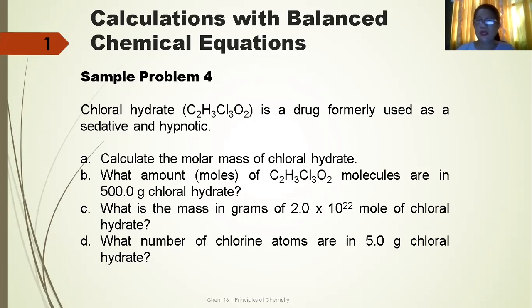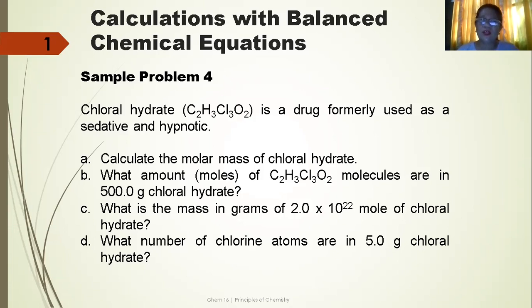What is the Avogadro's number? That is 6.022 times 10 to the power of 23, either atoms, particles, or molecules. Those are the things that you should remember in the conversion of gram to mole, mole to atoms, or molecules.